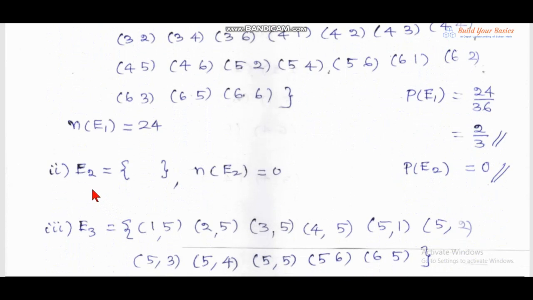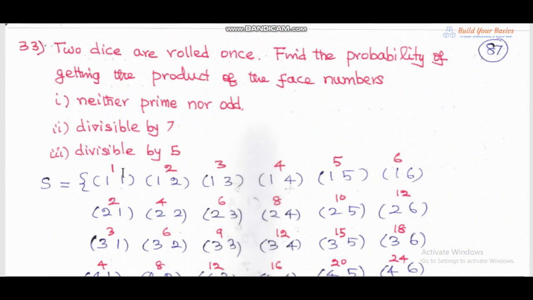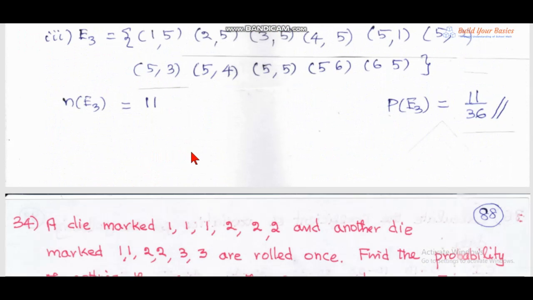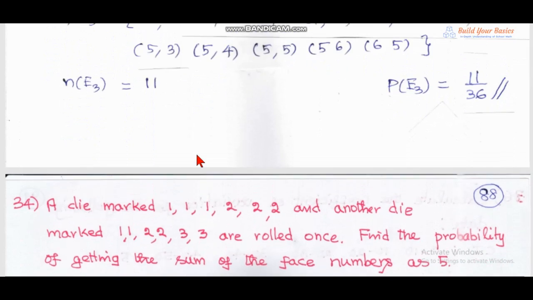Subdivision 2, the event E2, the product of the face numbers is divisible by the number 7. No product of the face numbers is divisible by 7. Therefore, E2 is empty set. So probability of E2 is 0.